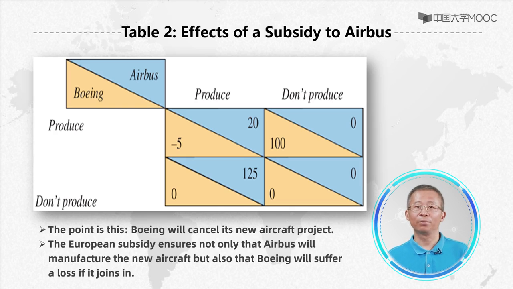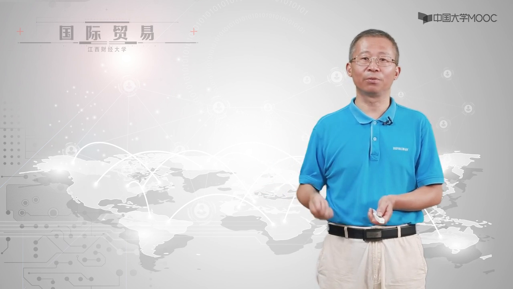The end result is that Airbus achieves a profit of 125 and can easily repay its subsidy to the European government. If we assume that the 2 manufacturers produce entirely for export, the subsidy of 25 results in a transfer of 100 million in profit from the United States to Europe.